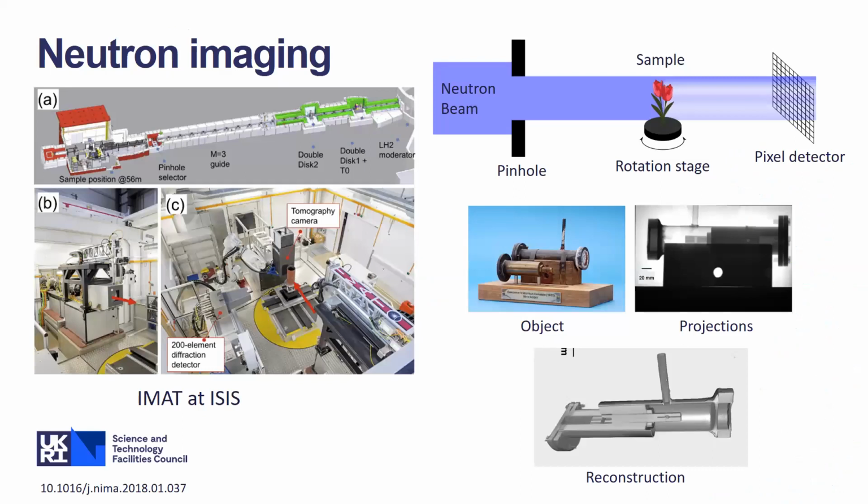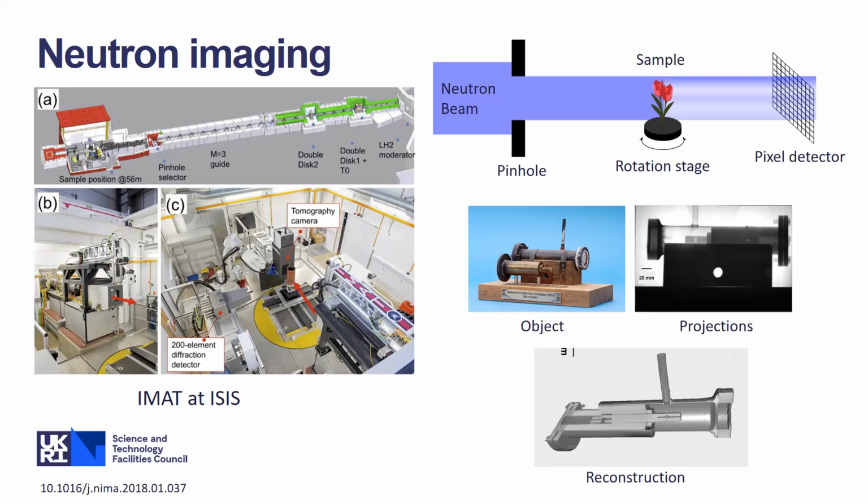So let's start at the beginning. What is neutron imaging? We work with the IMAT experiment at ISIS. This is our imaging beamline. And the basic idea is you take a beam of neutrons, you pass it through the sample that you're interested in, and then you have a pixel detector behind. So you're not doing diffraction, you're just looking at effectively the shadow. So it's like a medical X-ray.